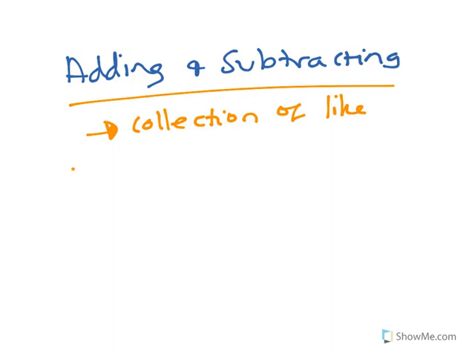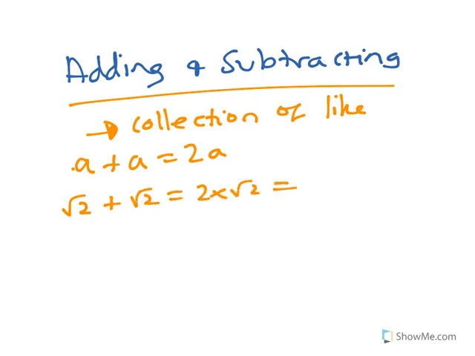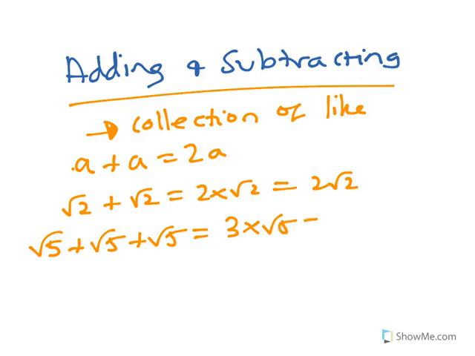So like if you have an A plus an A, then you have two lots of A, because A just represents an unknown number. So you have root 2 plus root 2, then you have two lots of root 2, which is 2 root 2. Same as if you had root 5 plus root 5 plus root 5, you would have three lots of root 5, which is 3 root 5.